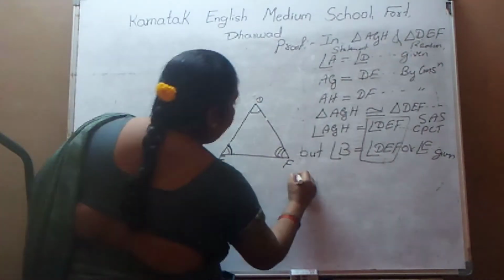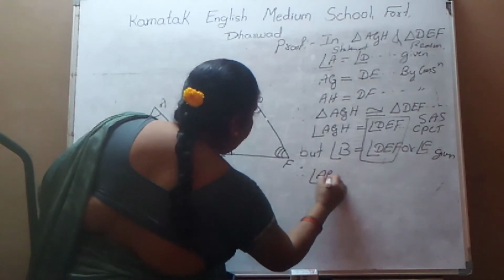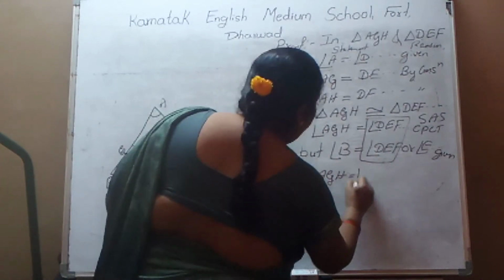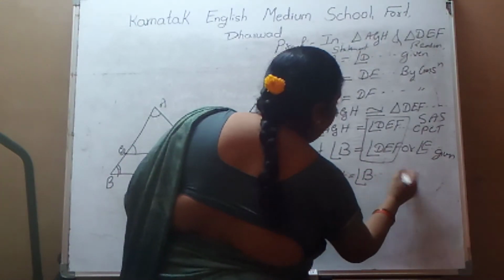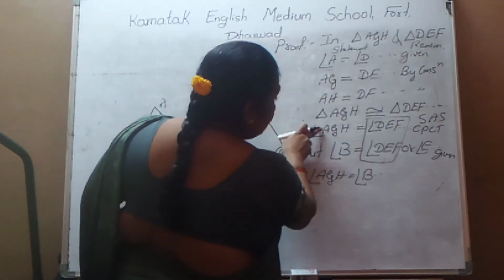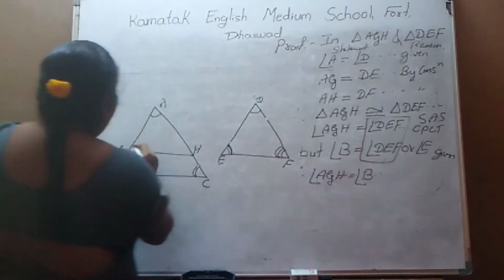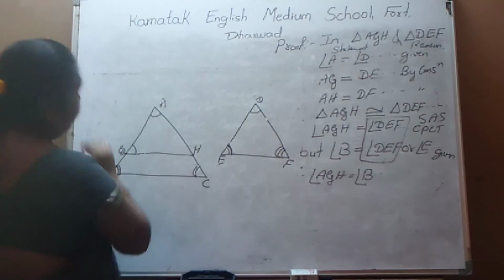So, therefore, angle AGH is equal to angle B by axiom. See here, for these two, angle B. So angle AGH is equal to angle B.